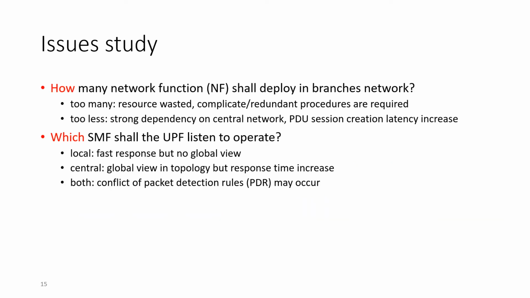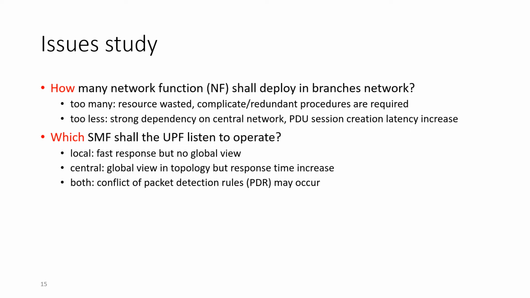In this page, we will discuss the pros and cons of the central and branches offices. How many network functions should we deploy in the branches network? If we deploy too many network functions, it wastes resources, the management becomes very complicated, and the procedures become very redundant. If too few, there is a strong dependency on the central network. We need to communicate everything with the central network. For example, when we want to build a PDU session, the latency will increase.